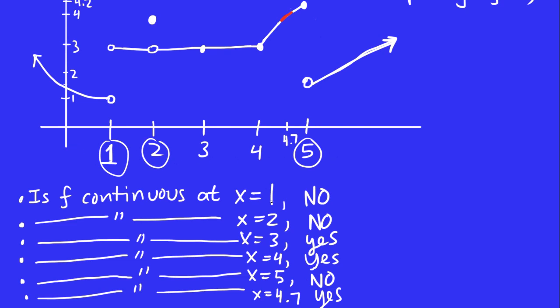Any other number, it doesn't have to be an integer like 1, 2, 3, 4, whatever. It can be a decimal or even, let's say, pi. Okay, pi is like 3.14. Is f continuous at pi? Well, there's no break there, and it's defined there. So it is continuous there.